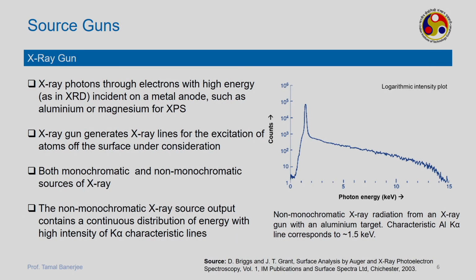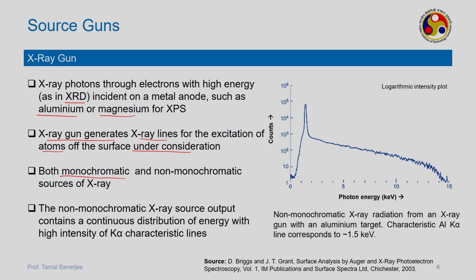So, now let us see what are the source guns for the X-ray gun. X-ray photons are generated through electrons with high energy. So, it is similar to X-ray diffraction. When high voltage is incident on the metal anode, an X-ray is generated, and the anode material may be aluminum or magnesium for XPS. This X-ray generation uses X-ray lines for the excitation of atoms of the surface under consideration.